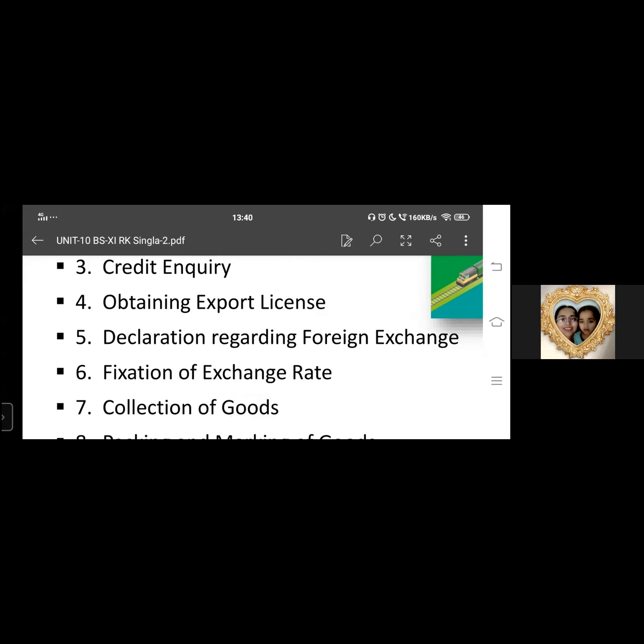Every exporter has to declare that after receiving the foreign exchange from the importer, he will deposit it in the Reserve Bank of India within the prescribed time limit. RBI जो है वो इसको exchange करते हैं, ठीक है? But nowadays this provision does not apply.